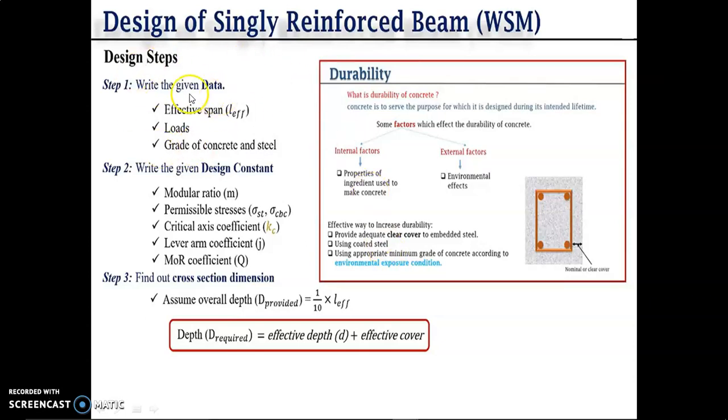So these are the steps for designing a singly reinforced beam. First, you have some data: effective span, loads, grade of concrete and steel. Second, some design constants: modular ratio, permissible stresses, critical axis coefficient, lever arm coefficients, and moment of resistance coefficients. And third is to find out the cross section dimensions.